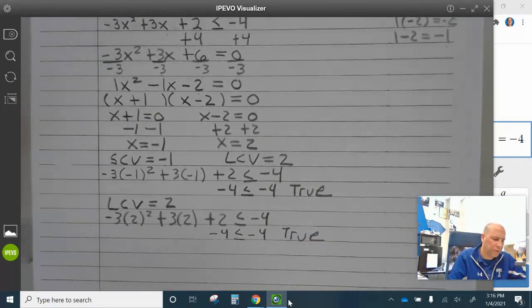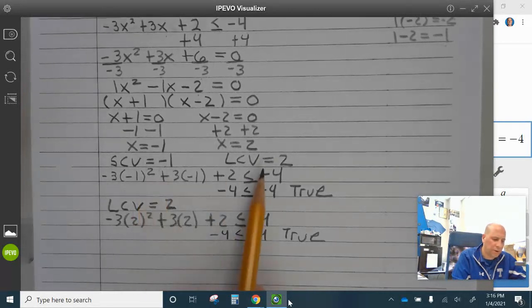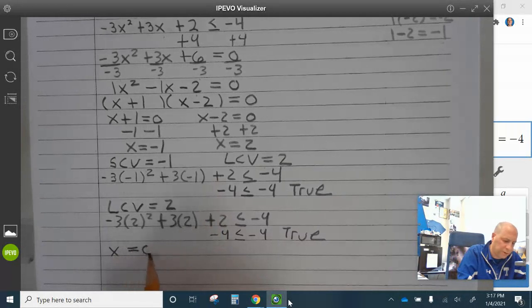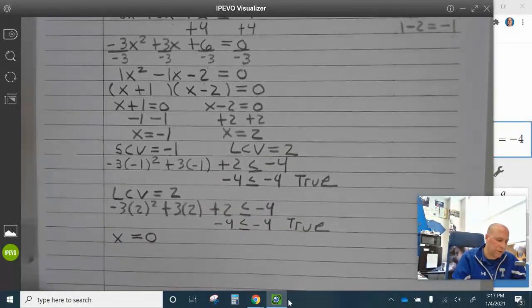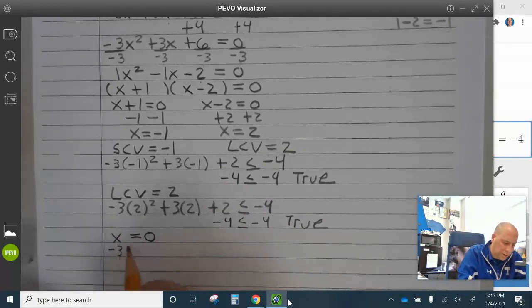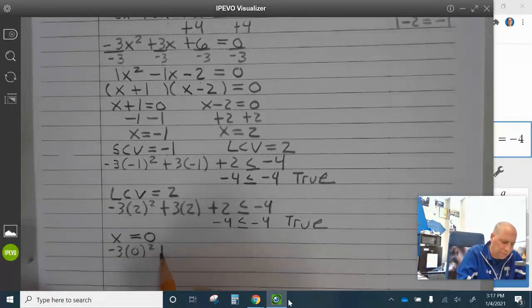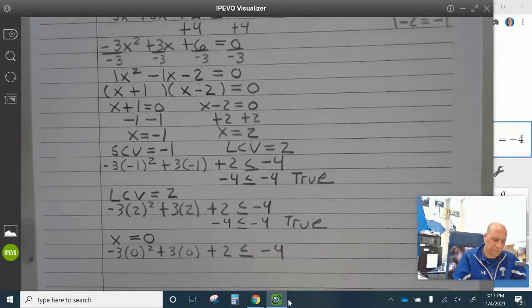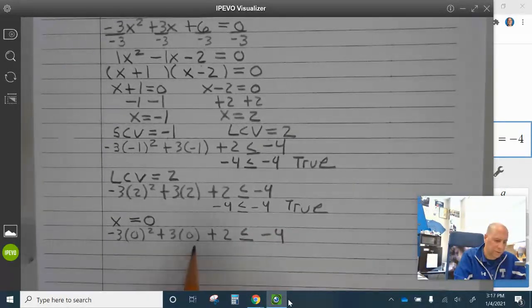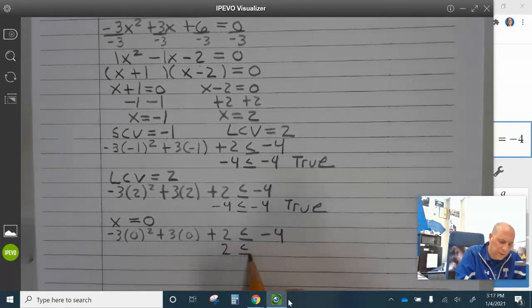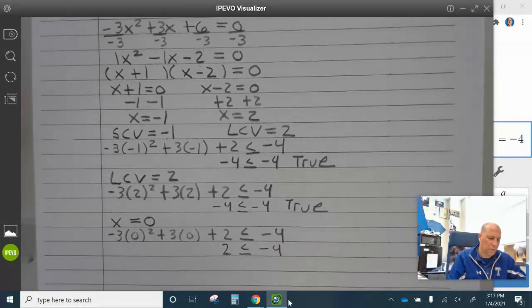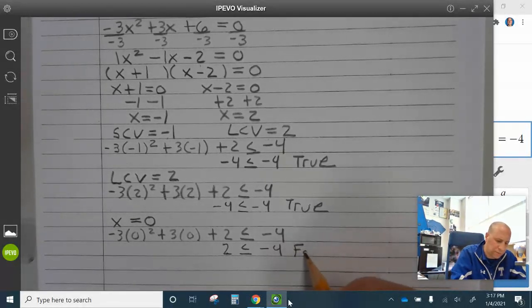Now we need to pick a value between the small critical value and the large. Well, 0 works in this case. 0 is between negative 1 and 2, so we're going to use x equals 0. We're going to plug that into the inequality. So negative 3 times 0 squared plus 3 times 0 plus 2 less than or equal to negative 4. Okay, well that's 0, that's 0. We have 2 less than or equal to negative 4. Well, that is false.